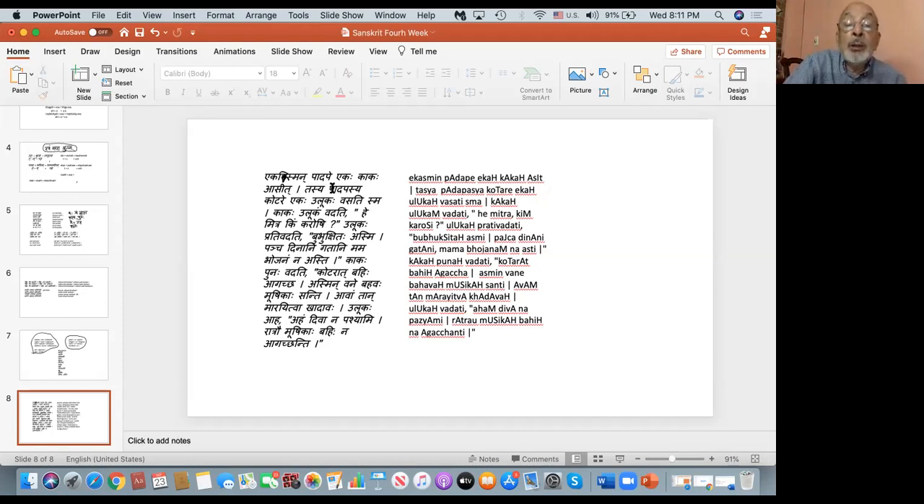Padapasya means? Of the tree. Padapasya, of a tree. Tasya padapasya, of that tree. Because padapasya is in the genitive case, you have to have tasya padapasya, it had to be matching. Suppose you want to say of that beautiful tree, you say tasya ramyasya padapasya. That's the way Sanskrit goes. Tasya padapasya means of that tree.